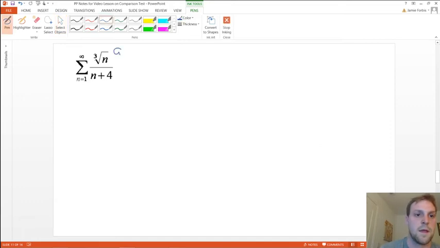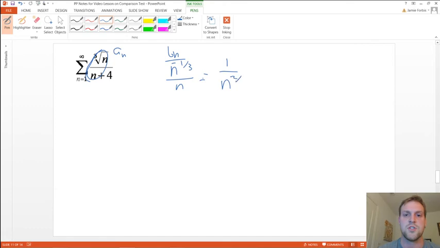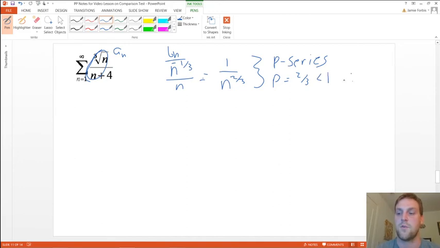So right here, I got a sub n. I'm going to create a b sub n by taking these leading powers. And that's n to the 1/3 power over n, which if you reduce that down is going to be 1 over n to the 2/3 power on bottom. Again, this is a p series, where p is equal to 2/3, which is less than 1 and therefore divergent.